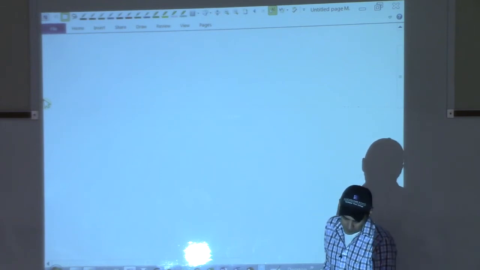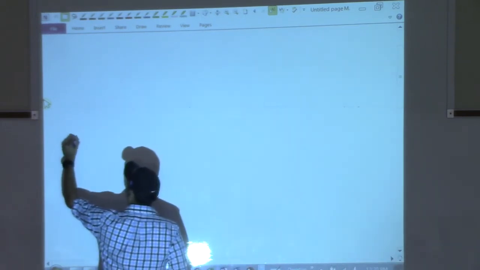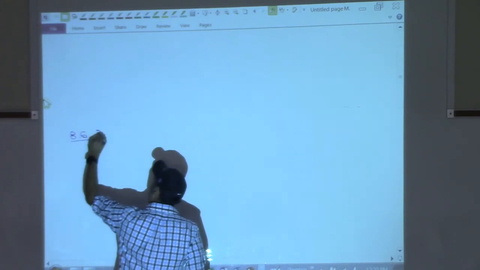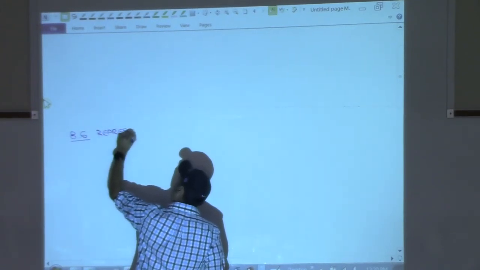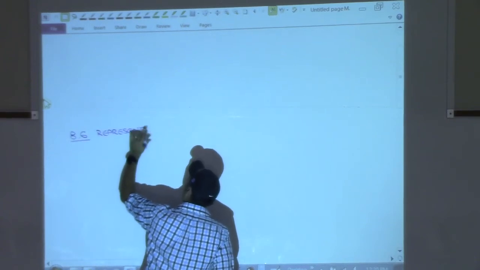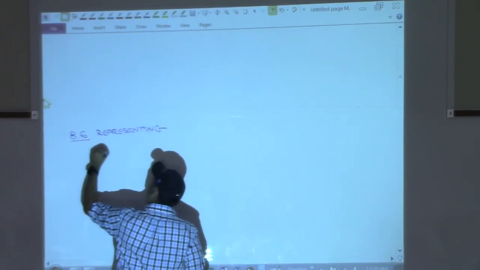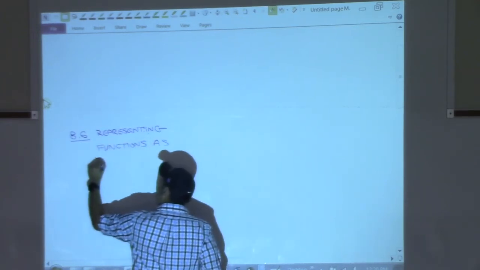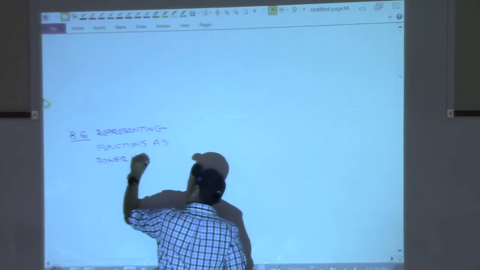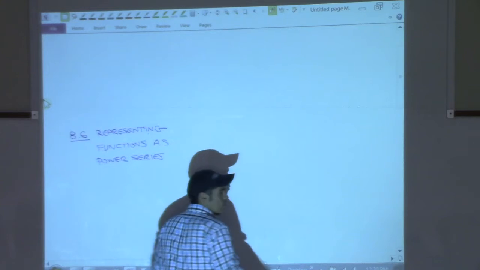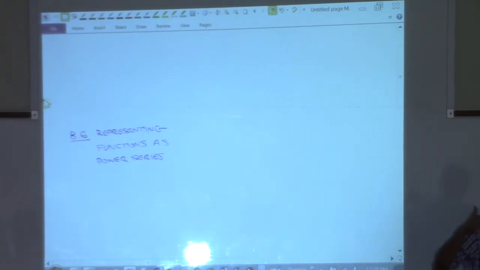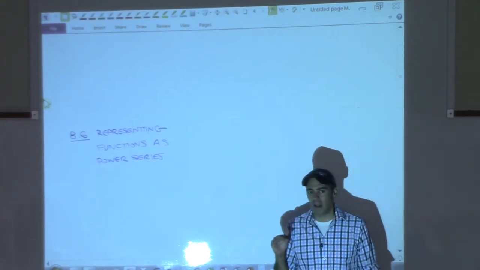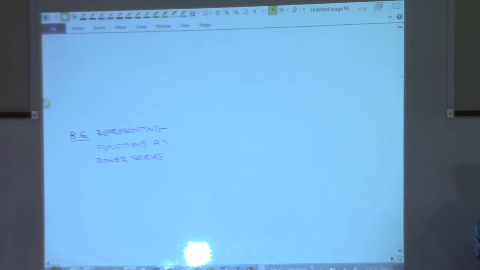All right, 8.6. Representing functions as power series. So we've been looking at power series and this idea of when do they converge, when do they not. But now we get to the whole idea of, like when I gave you cosine x, how do we turn cosine x into its power series, right? We're not quite ready for that yet.